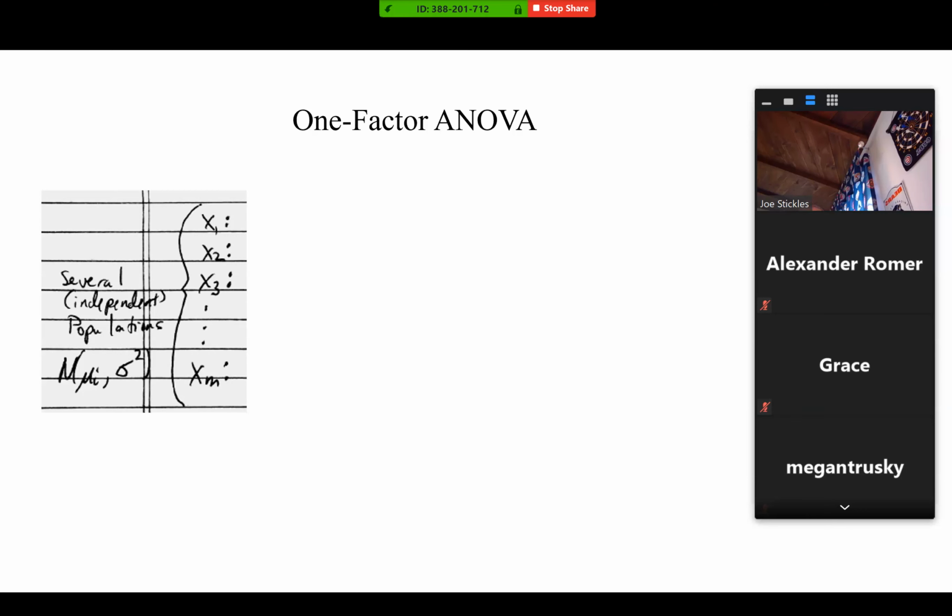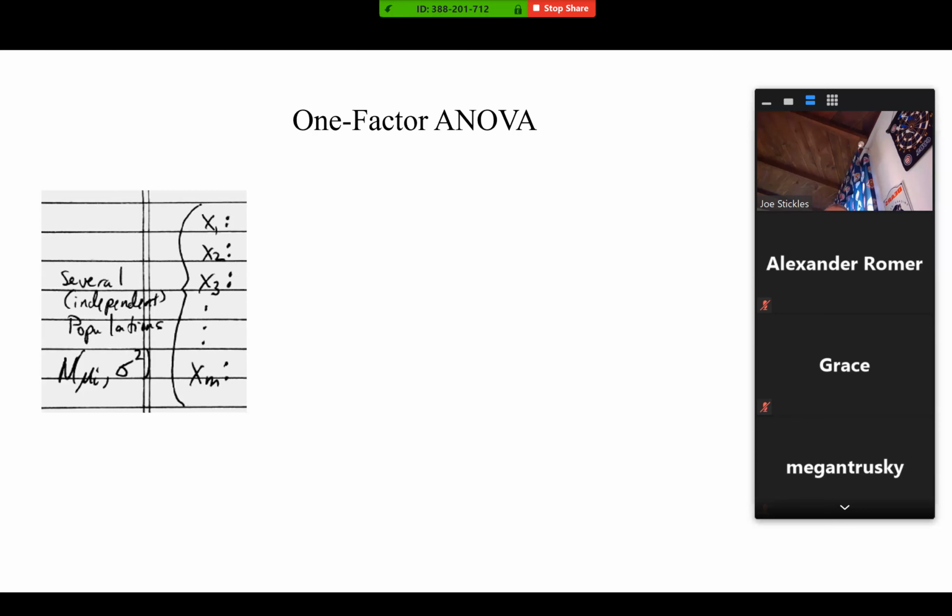So the idea... Say that again? What does the text say? It says several independent populations. Okay. Yeah. So we've got several populations, more than 2. You can do it with 2, but it's pointless since we already know how to handle 2. So you have several populations.